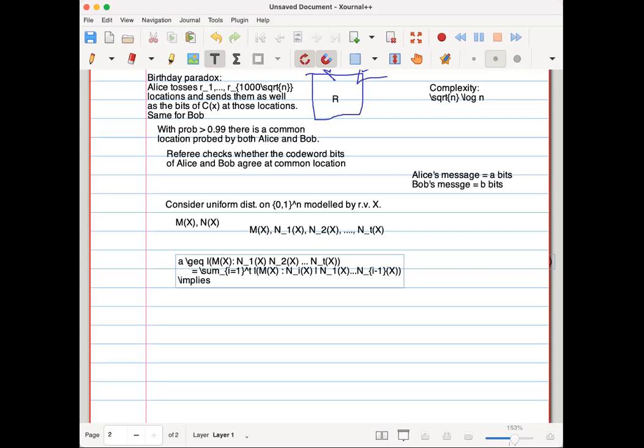I just have a comment here. Does this conditioning not simply reduce to conditioning on x? I'm saying you can replace the conditioning on N1x, N2x up to Ni minus 1 x with just the conditioning on x. Yes, we'll do that. So there exists, let us say, i naught, where this mutual information is small. Small means it's smaller than the average. So the mutual information between Mx and Ni naught x conditioned on N1x up to Ni naught minus 1 x is less than a by t. So there exists some index i naught where this conditional mutual information term is less than a by t.